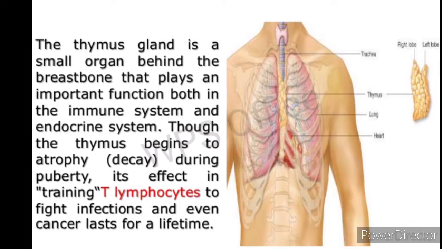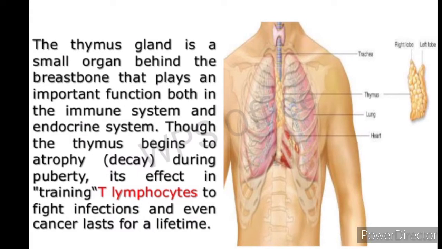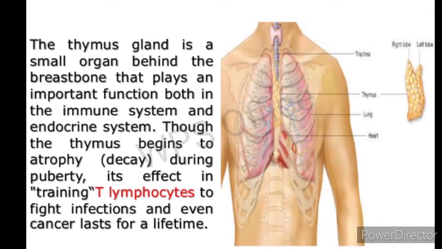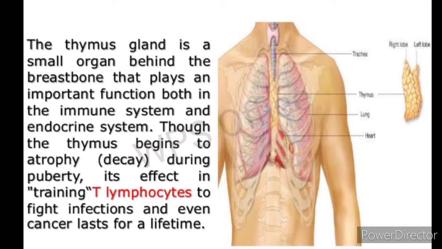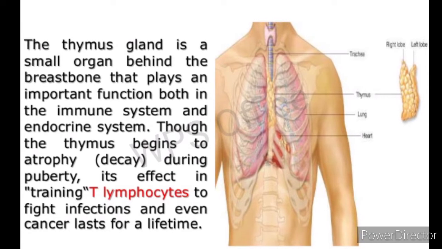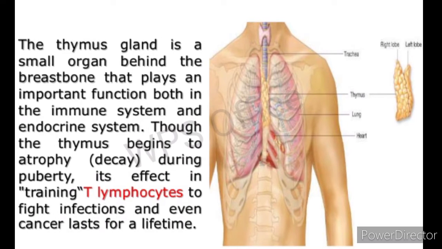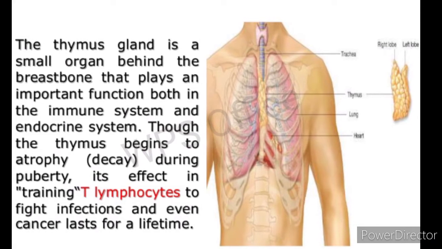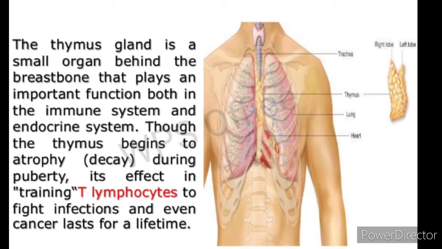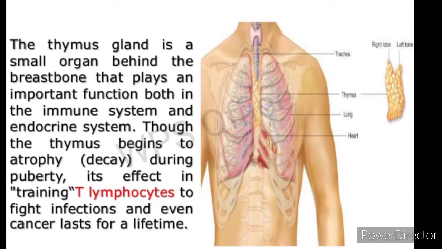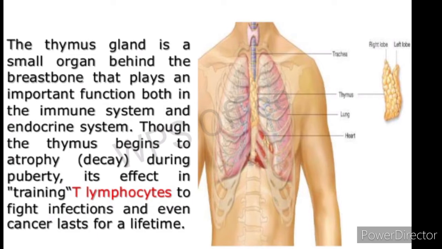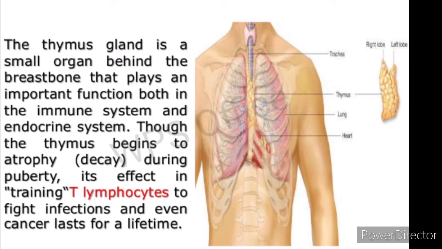Then next is the thymus. The thymus is a small organ behind the breastbone that plays an important function in both the immune system and endocrine system. So this thymus gland produces different hormones like thymopoietin, thymulin, and thymosin, which help in fighting infections and training of the T lymphocytes.